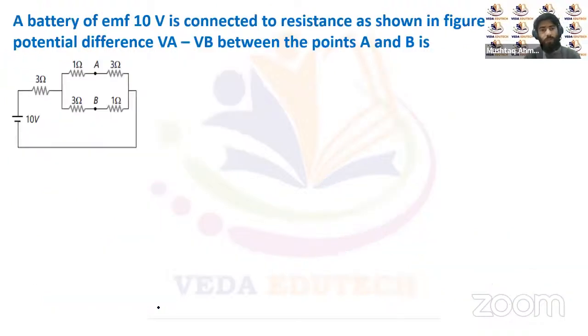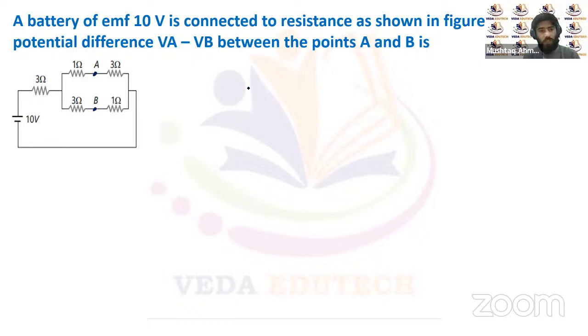Let's move on to the next question now. The question here is a battery of EMF 10 volt. You can see in this circuit there's a battery of 10 volts connected to resistances as shown in the figure, right? We have to find the potential difference between the 2 points VA and VB, the points A and B.